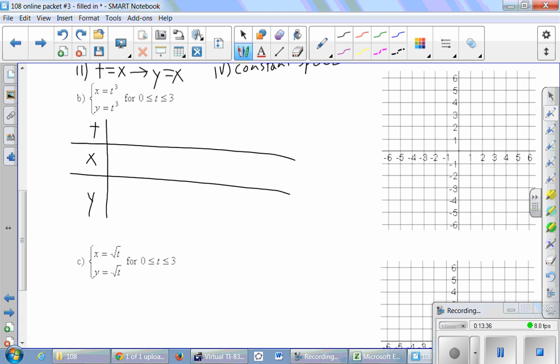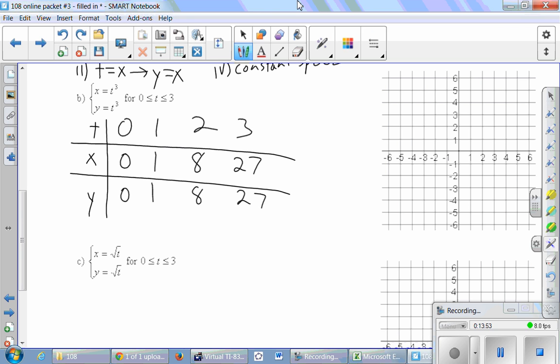Yeah, let's just go through these here. Same idea as before, 0, 1, 2, 3. Plug those into the x, which is t cubed: 0 cubed, 1 cubed, 2 cubed, 3 cubed. Y is also t cubed, so these are the same numbers. And again, ignoring that and plotting the points: 0, 0; 1, 1; 8, 8; 27, 27.